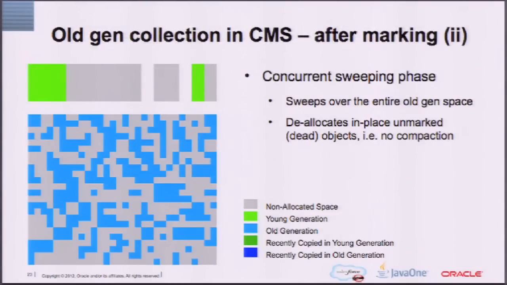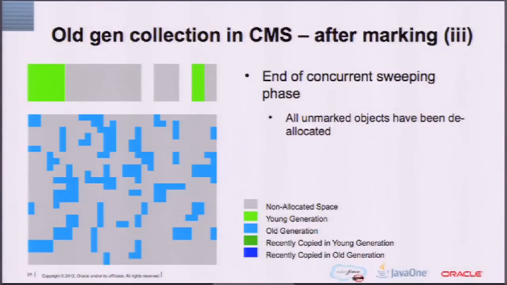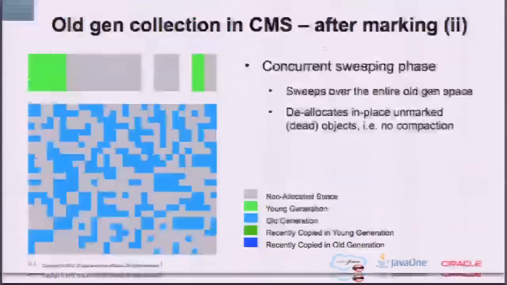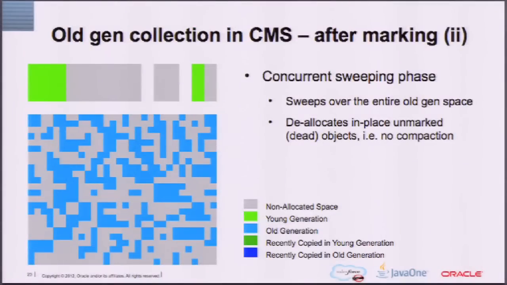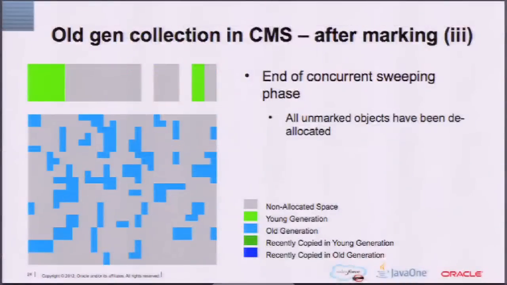So after this marking is done, it goes into this concurrent sweeping phase. And it sweeps over the entire old generation area, and it deallocates in place the unmarked or the dead objects. So at the end of this, you can see on this slide, I've got a bunch of this stuff that's been marked, and now that this sweeping has been completed, I've freed up a bunch of space. So you can see here that there's no compaction of old generation that's gone on here.